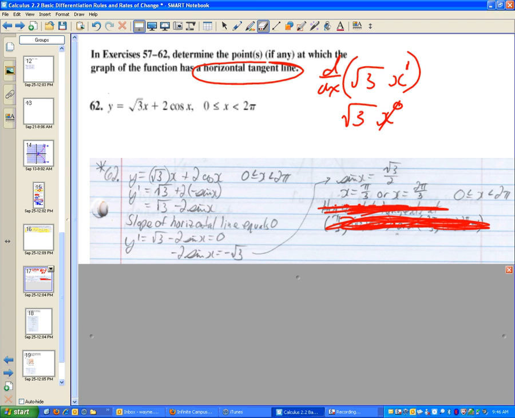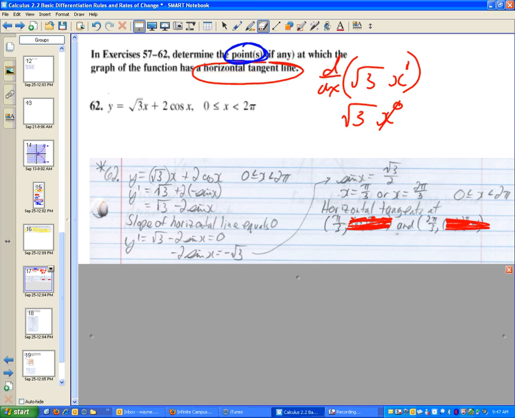All right. I wish we were done. Sometimes we will be. It depends on how they word the question. They said determine the points. All we've found so far are the x coordinates. So now we got to go get the y coordinates. So, horizontal tangents at pi over 3 something and 2 pi over 3 something.